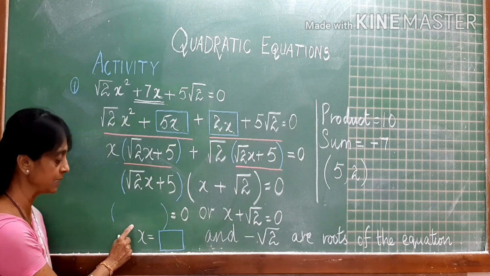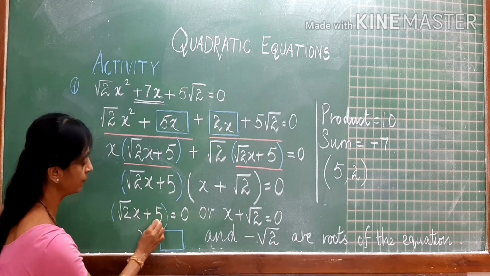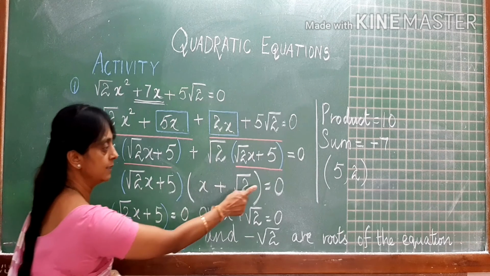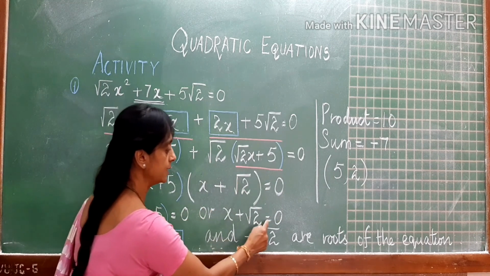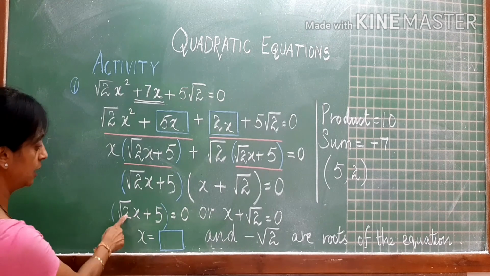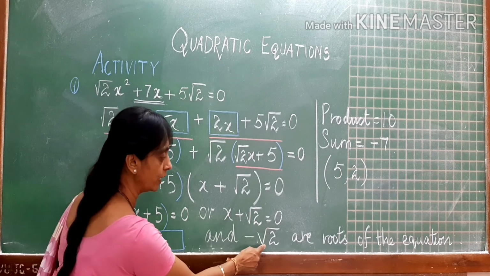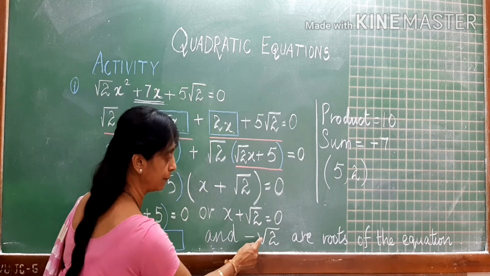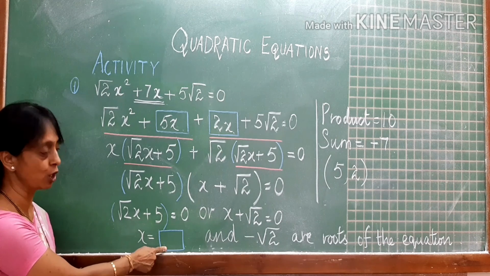So over here what is missing? Root 2x plus 5 is equal to 0. If you remember, a into b is equal to 0. So either a is equal to 0 or b is equal to 0. Now, finally to be done with the answer. Here you have to get the value of x. For this binomial, they have already found out the root. X is equal to plus root 2 goes on the other side, becomes minus root 2. Let's solve this and get the final answer for the root of x.